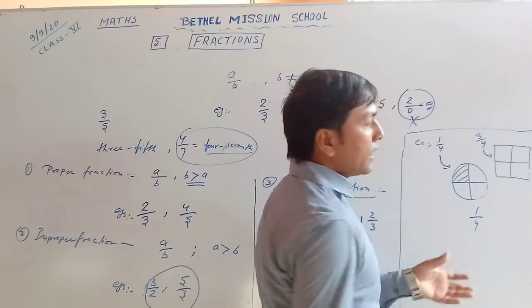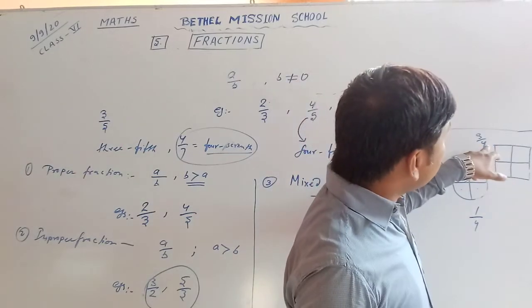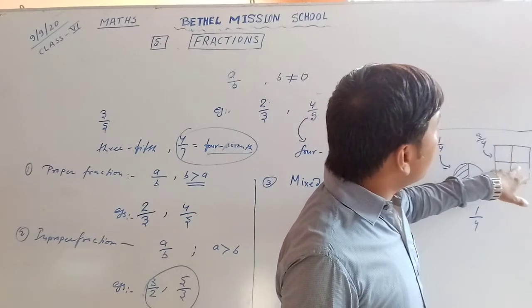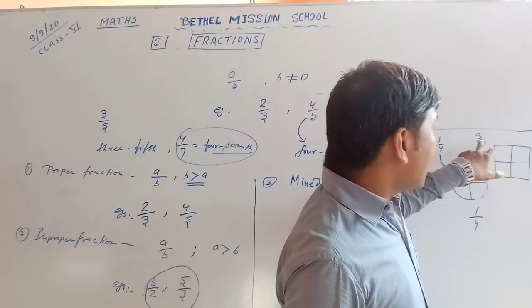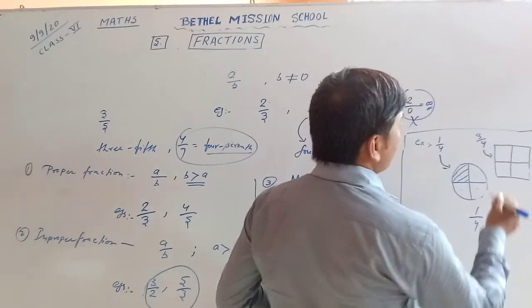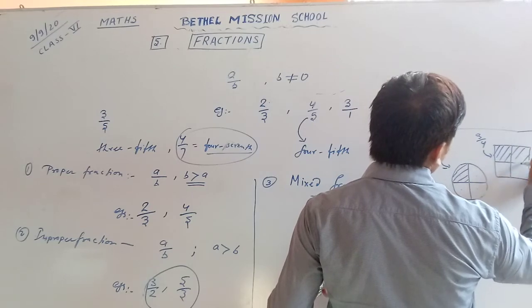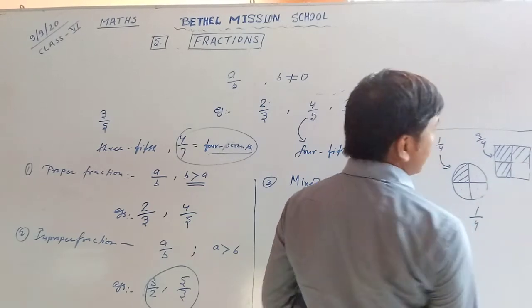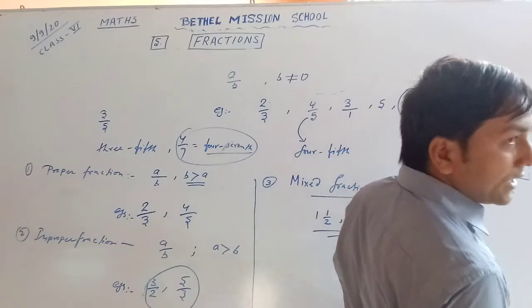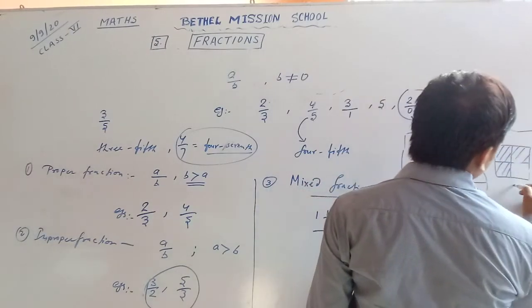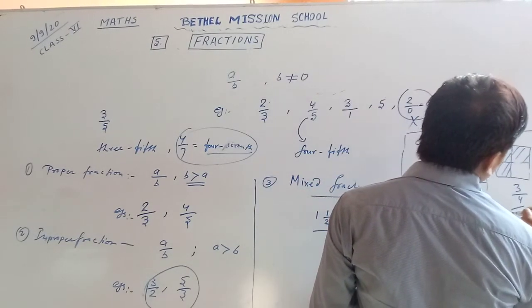So 3 upon 4, how will you show it? Make the total parts 4: 1, 2, 3, 4. This is the total, and now you have to shade 3 parts. Yes, I made 3 parts shaded. So this is 3 upon 4.